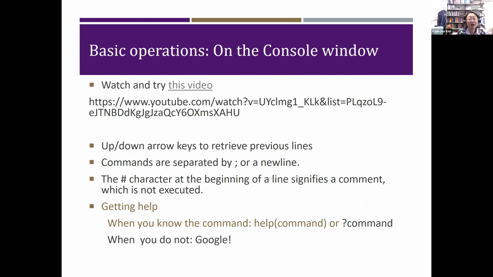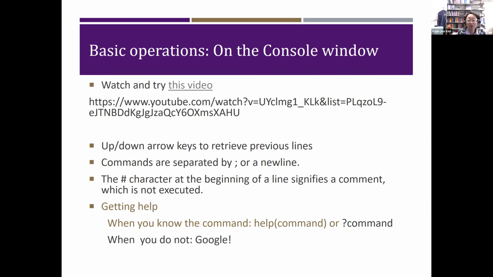Welcome back. Here are a couple more points. You can use up or down arrows on your keyboard to retrieve previous lines. Sometimes you might want to execute two different commands in one line. You can use a semicolon for that. The pound character can be used to leave a comment about your code. Anything after the pound sign will not be executed.